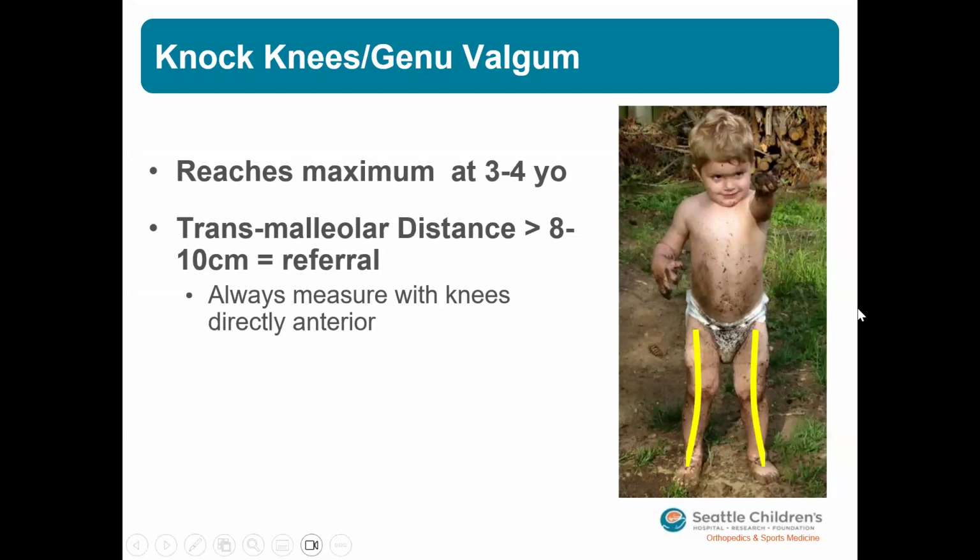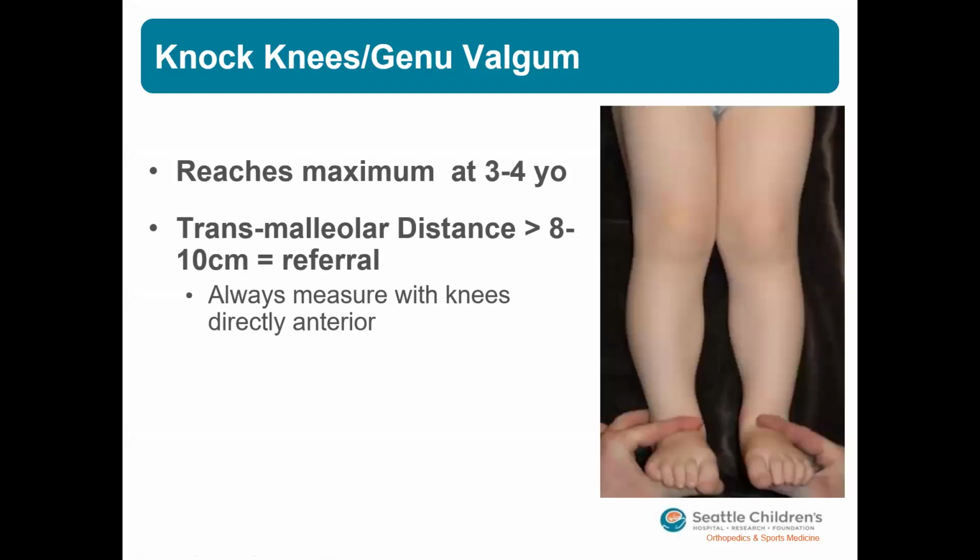So knock knees, the other end of the spectrum. This is at its max between 3 and 4 years old. And the distance between the ankles, if it gets over 10 centimeters, always make a referral. So a normal chunky toddler with a normal intermalleolar distance of about 3 centimeters here. You always want to measure this with the patella forward.